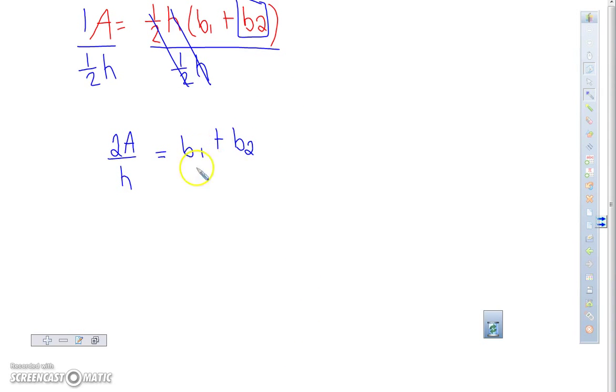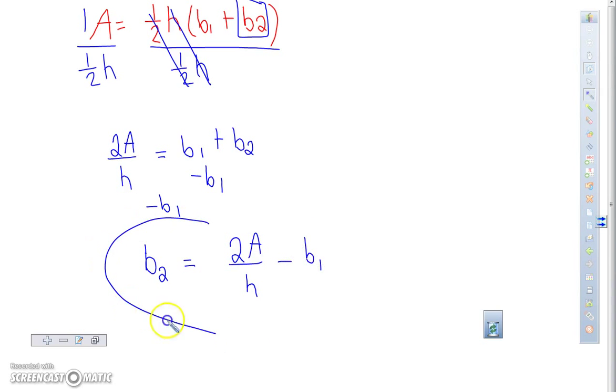Then if we're wanting b2 by itself, all we have to do is subtract b1. So our answer is going to say b2 is equal to 2A over h minus b1. And there's our answer for b2. Now we didn't just get a number answer because there's more variables in this problem than they gave us solutions to. They only told us that we wanted the answer of b2. They didn't tell us what b1 and h is or the area, and so we can't go any farther with that problem. We have to be done at that point.